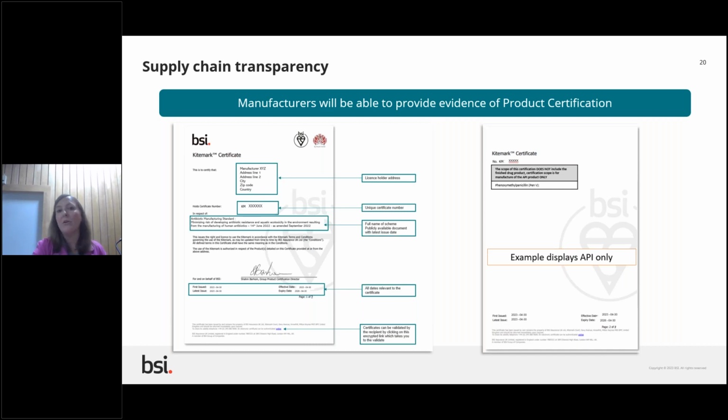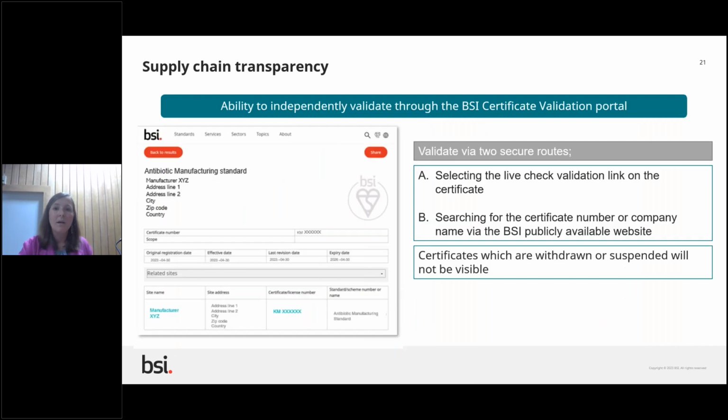So it's very critical for the health systems and also for your customers or manufacturers supplying into these health systems. And also the health systems are able to independently validate the validity of the certificate through an independent and open portal. So if you search for manufacturer ABC, you can pull up their certificates, one of which could be the Kitemark for antibiotic certification.